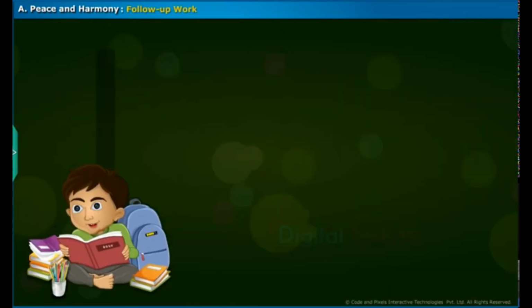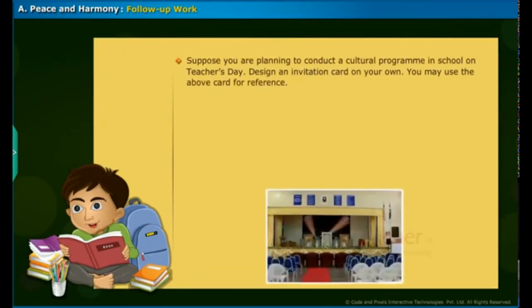Follow-up work. Take up the following activities. Suppose you are planning to conduct a cultural program in school on Teachers' Day. Design an invitation card on your own. You may use the above card for reference.